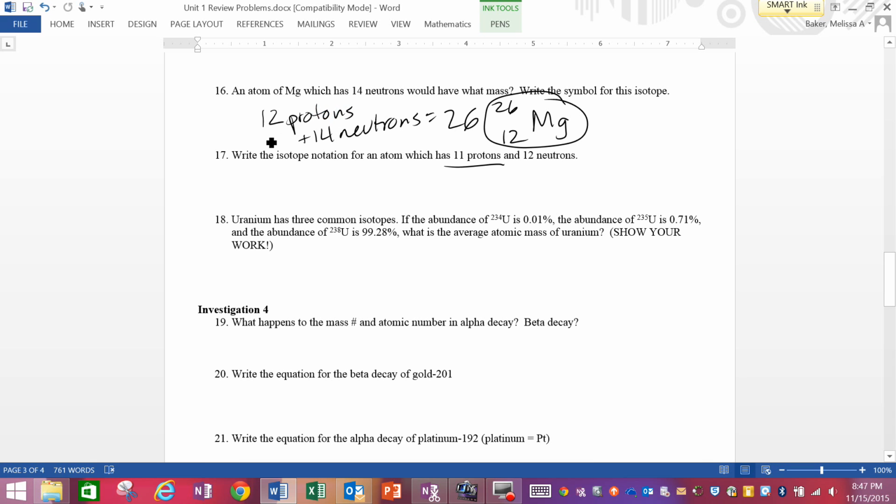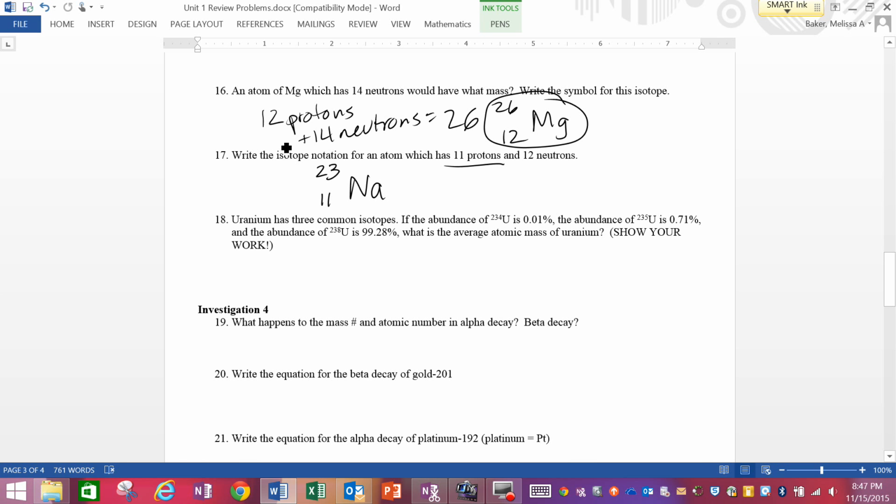Next one, it's number 11, so that is sodium, and we would add the 11 plus the 12, that's 23 for its mass, and the number of protons always goes on the lower left.